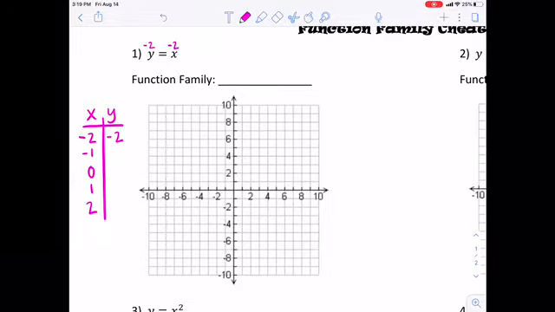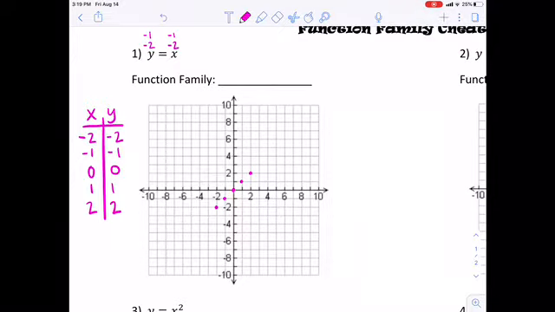Well, the same is true for -1. If x is -1, then y is also -1 because they have to be equal. The same will be true for 0. If x is 1, then my y is 1, and if x is 2, then my y is also 2. So now I'm going to go ahead and graph these points. I have the point -2, -2, -1, -1, 0, 0, 1, 1, and 2, 2.